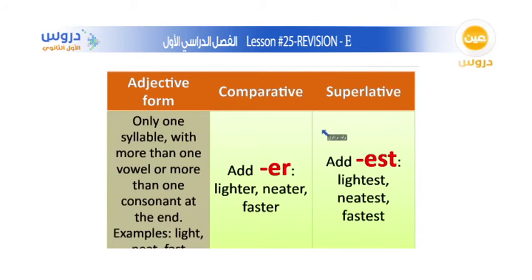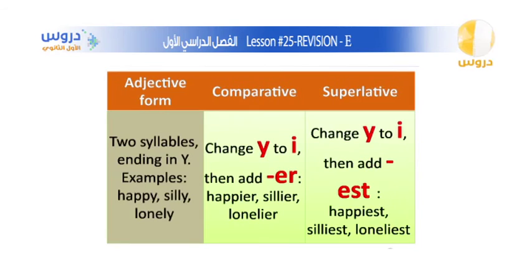You have to use more when comparing between 2 things. So, use more before the adjective, then you would have modern, more modern. Interesting, more interesting. Beautiful, more beautiful. All right? Whereas in the superlative form, you've got to use most.